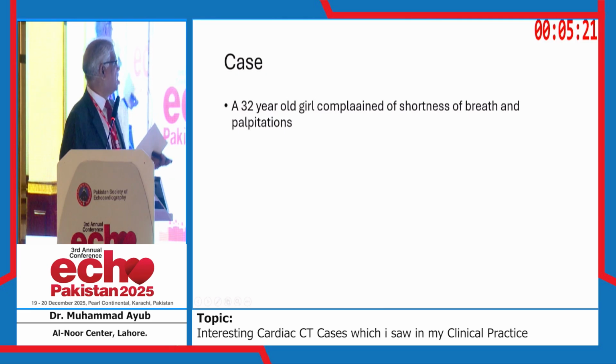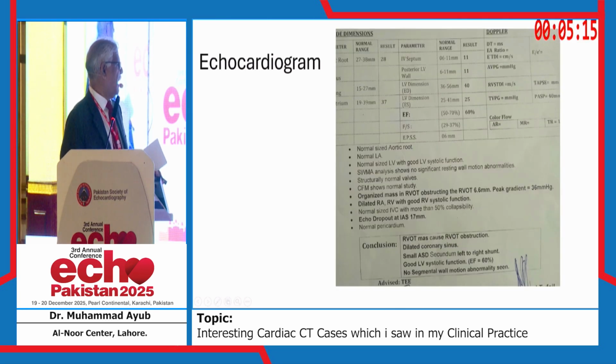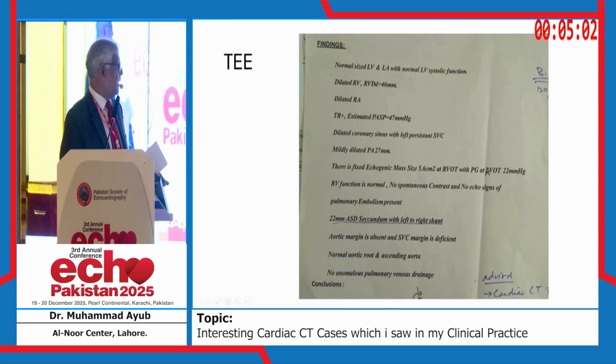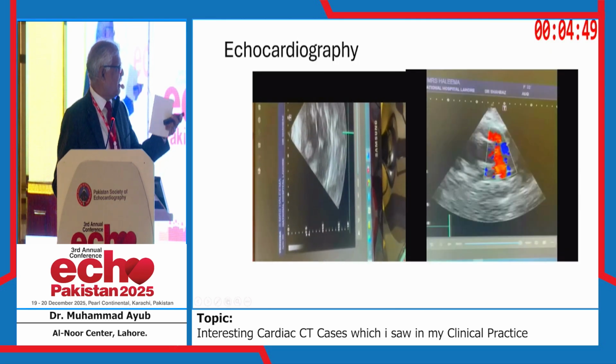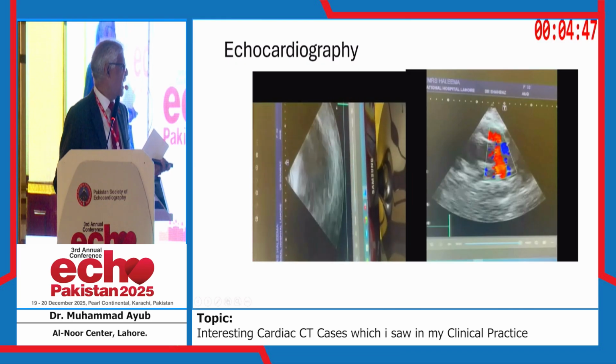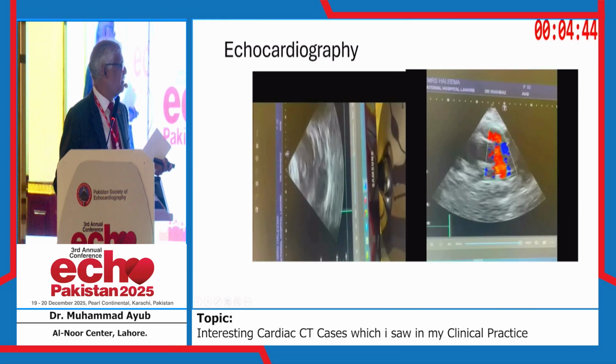The third case is a 32-year-old girl who complained of shortness of breath and palpitations. The echocardiogram revealed an ASD and a mass in the RV. A CT was advised, which also showed the same thing. The operator thought it could be a lipoma in the right ventricle. These are the echo images showing the mass in the RVOT producing significant obstruction.